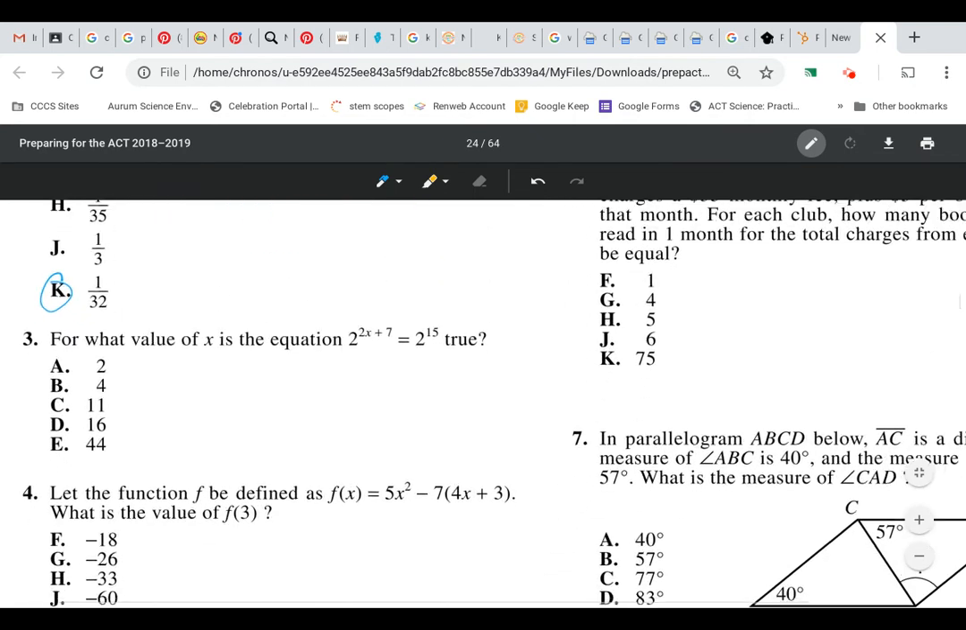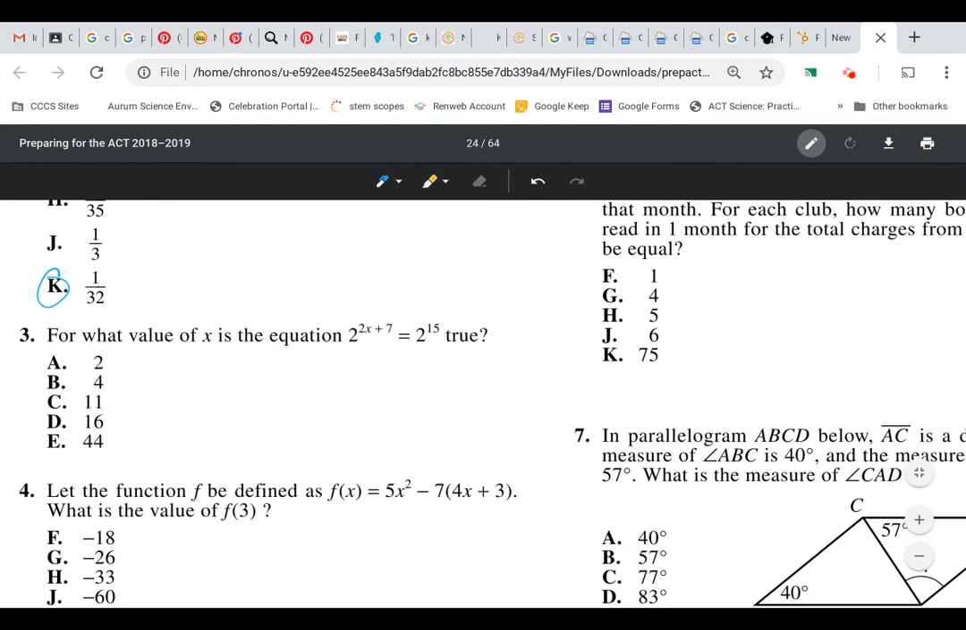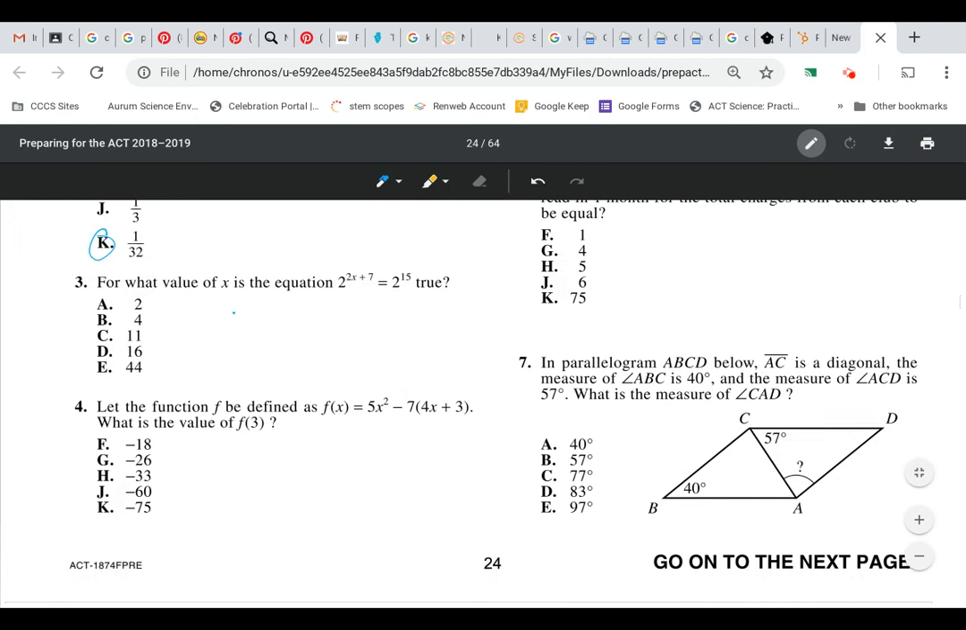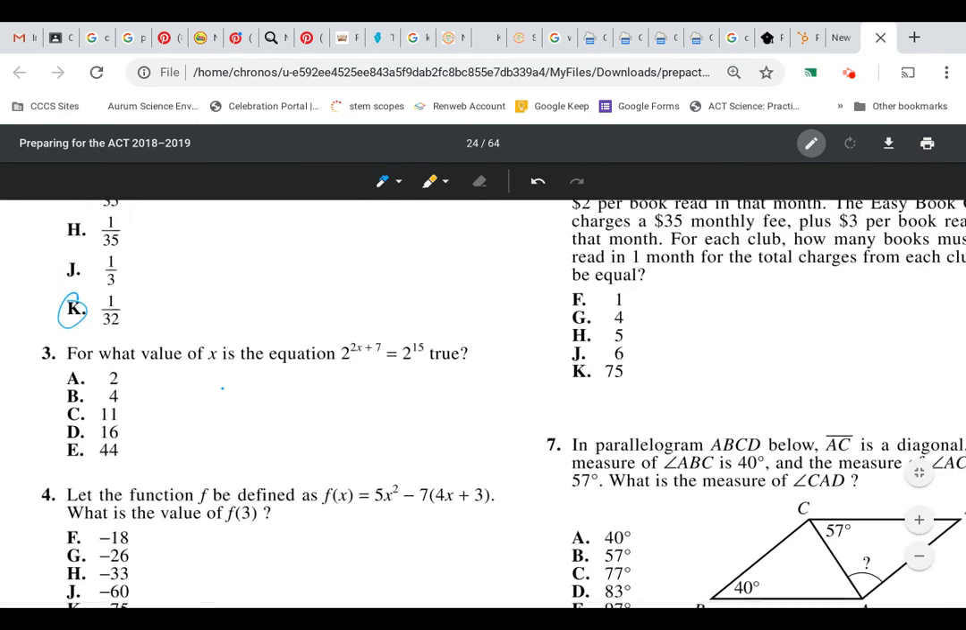All right. Number 3. For what value of x is the equation 2 to the power 2x plus 7 equal to 2 to the power 15 true? So it's very straightforward. If you have the same base number and they're equivalent, that means the power must be the same. So you can ignore the 2, but set up 2x plus 7 equal to 15. So 2x equals 8 and x equals 4. So the answer is B.